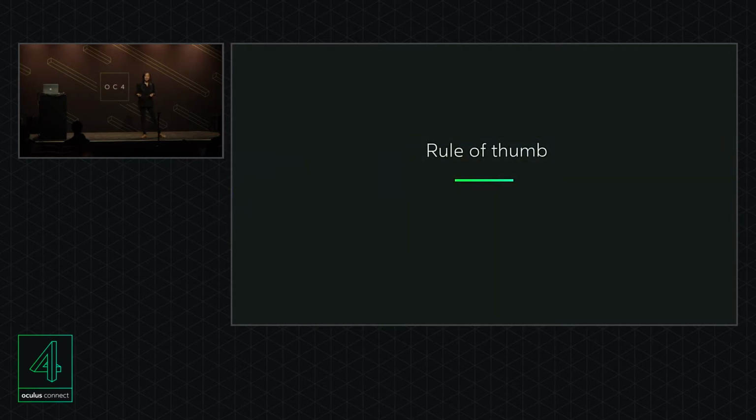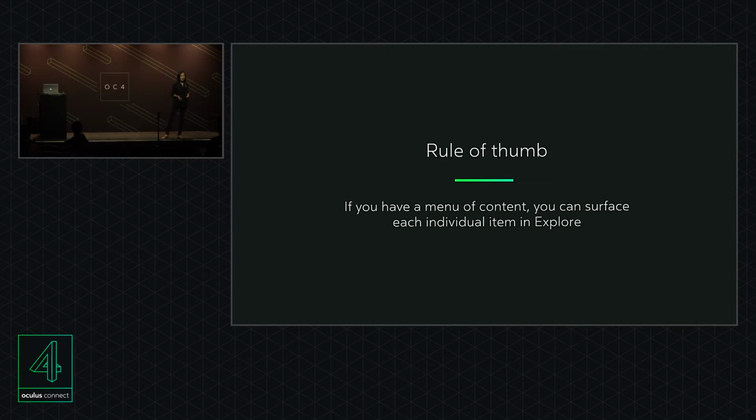To help you out, here's a good rule of thumb. If you have a menu of content anywhere in your app, you can surface each individual item of content in Explore. Once you create an in-app content story, we do all of the work needed to make sure your story shows up to the right people in both Explore and Search. This means if I like dinosaurs, your dinosaur video will be recommended to me in Explore. If I search for dinosaurs, your video will show up in my search results, so I have an opportunity to discover and download your app.